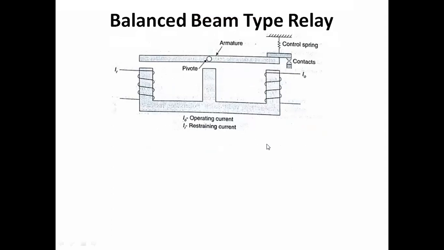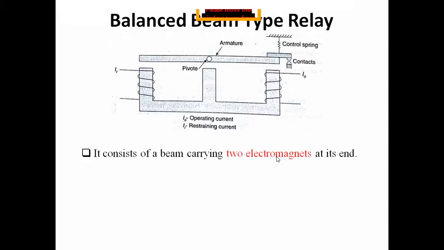Balanced beam type relay. In this balanced beam type relay, it is just like an E-shaped electromagnet. On two sides, it consists of two electromagnets at its end. On one side, we are applying the operating torque, or deflecting torque. The operating current passes through this coil. This is called the operating coil. And the second one is the restraining coil.